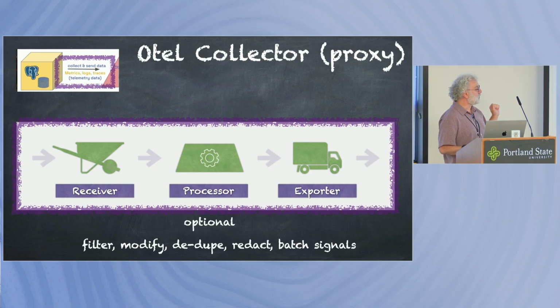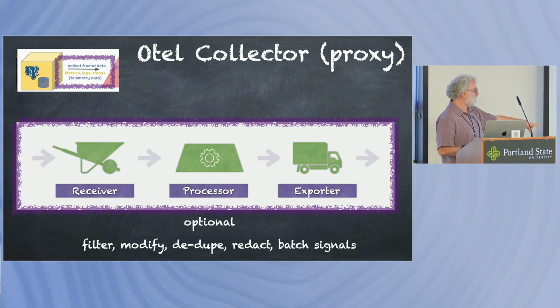And there's a third part, which is the processor. This is optional. When you collect your telemetry data, you may want to modify it. Think of it as another plugin, another chunk of software that can be invoked by the collector. After the data comes into the receiver, it goes through the processor, and then it gets shipped out through an exporter to some destination.